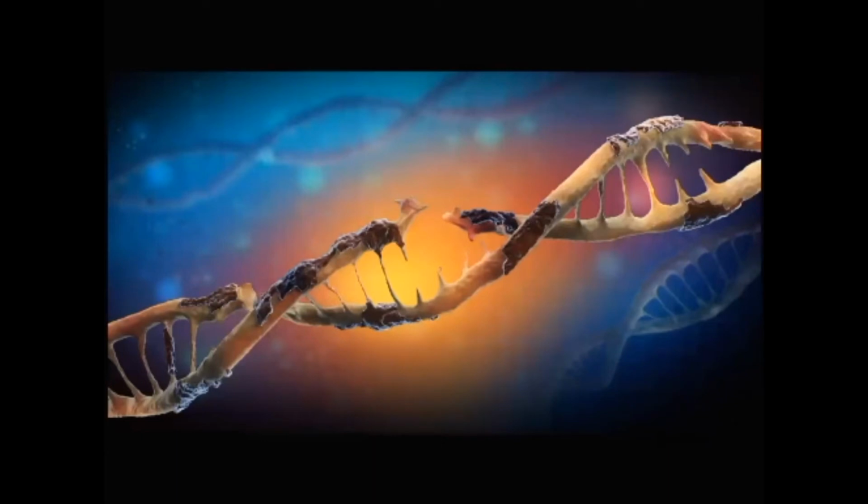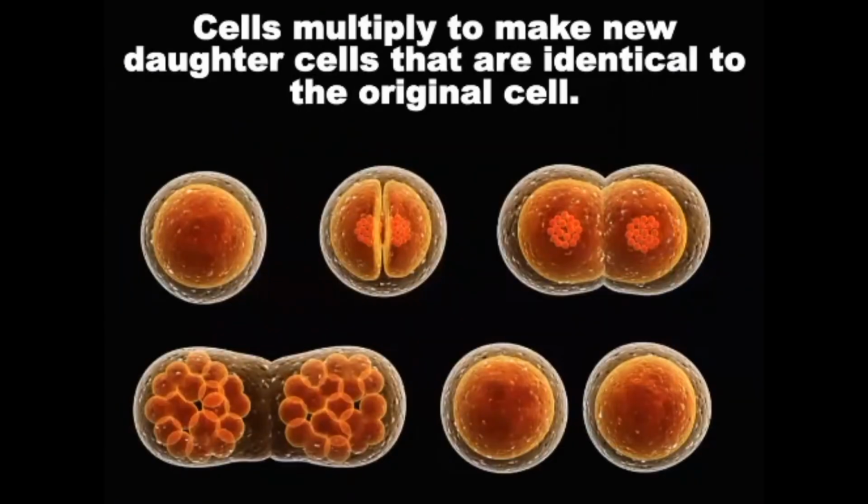We get enough protein in, and when we get enough building blocks for protein in the cells, and we get enough oxygen into the cell so that the mitochondria are making enough ATP, all of this begins to change. Our bodies are self-healing machines. And when we give our bodies the tools they need to heal themselves, they do it. Now remember, cells multiply to make new daughter cells that are identical to the original cell.